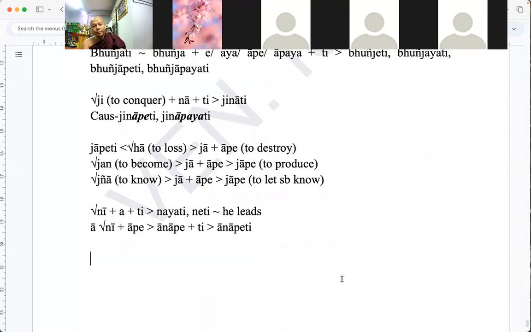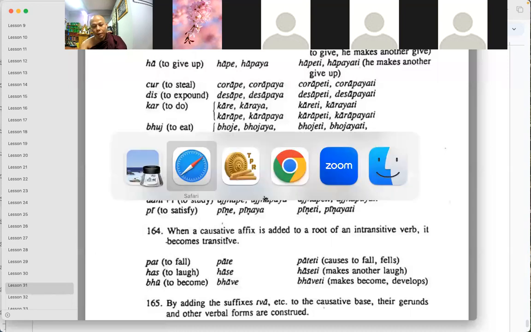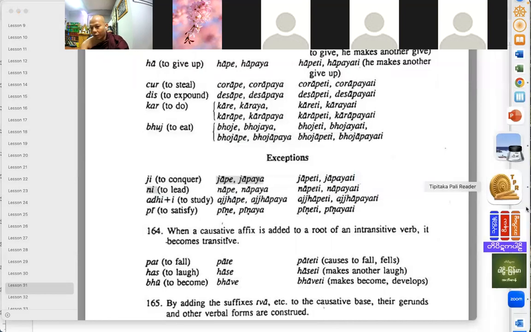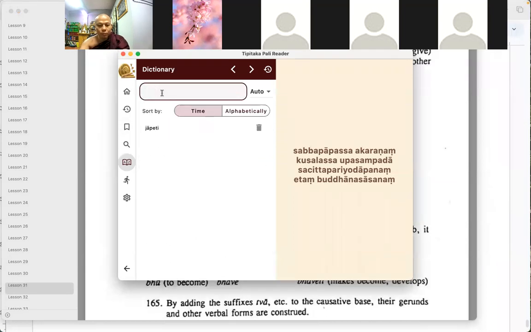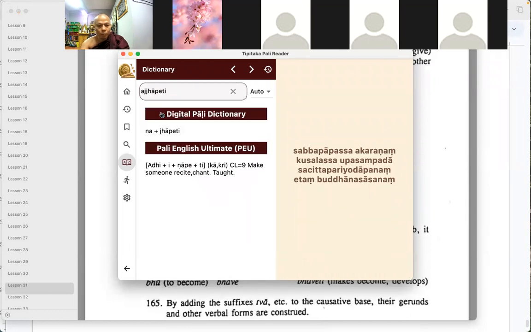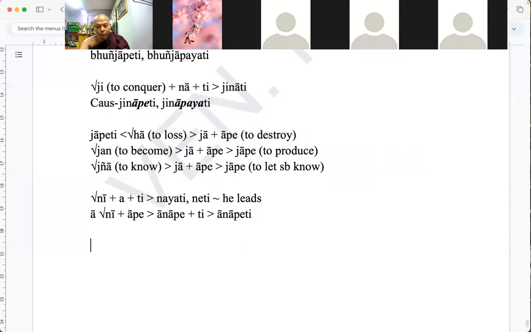Okay, and then next one is a deep replace root, so Ijabi. That Ijabi also. So Ijabidi, not Jabidi, Ijabidi. Make someone recite or chant in that one. Oh, okay, Ijadi, yeah, that one. So Ijadi for this information.